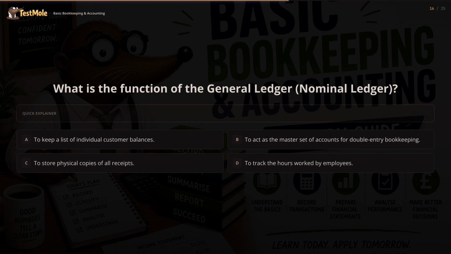The options are: A. To keep a list of individual customer balances. B. To act as the master set of accounts for double-entry bookkeeping. C. To store physical copies of all receipts. D. To track the hours worked by employees.